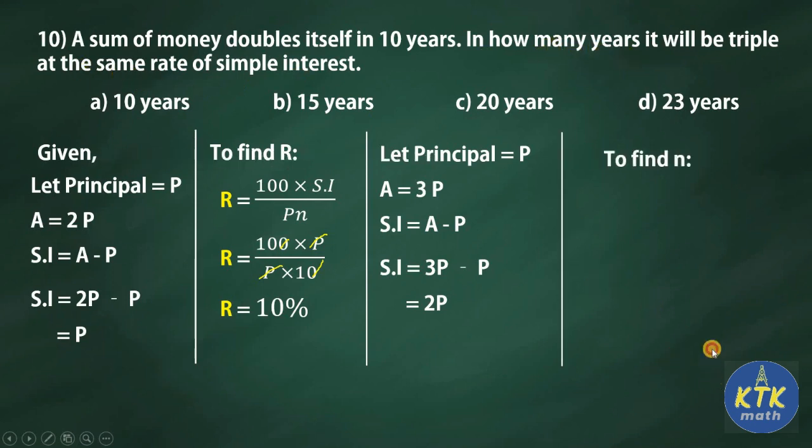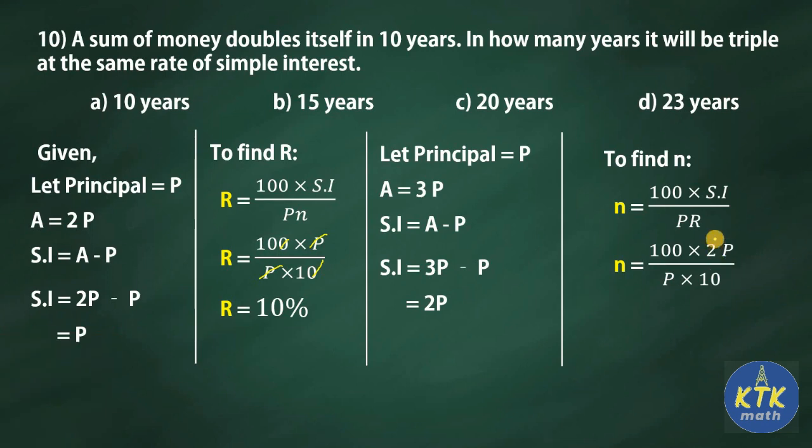To find n, 100 into simple interest by PR: 100 into SI value, that is simple interest is 2P here, by PR, P value P only, R value the same 10%. Whatever rate of interest we got in the first case, the same you are going to substitute in the second case also. Now you can cancel the numbers, P and P get cancelled, then 0 gets cancelled. So 2 tens are how much? 20 years. So the answer for the 10th question is 20 years.